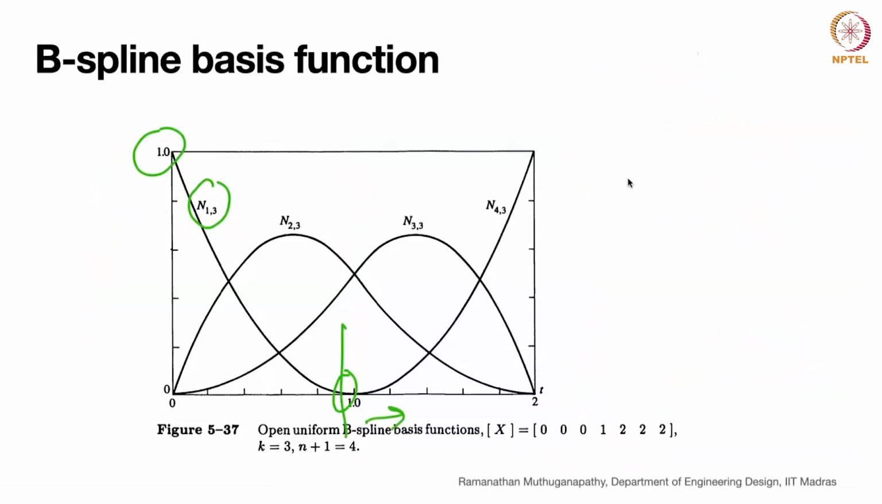So for this half, only N1,3, N2,3 and N3,3 play a role. Then B4 has no role to play. This also explains the local control better. After the parameterization 1 to 2, N1,3 doesn't play a role at all because it has become 0 here. Now only N2,3 and N3,3 have some values, and N4,3 plays a role. That means the first control point is not going to have any effect on the parameter range from 1 to 2. So this clearly explains the local control of your B-spline curve.